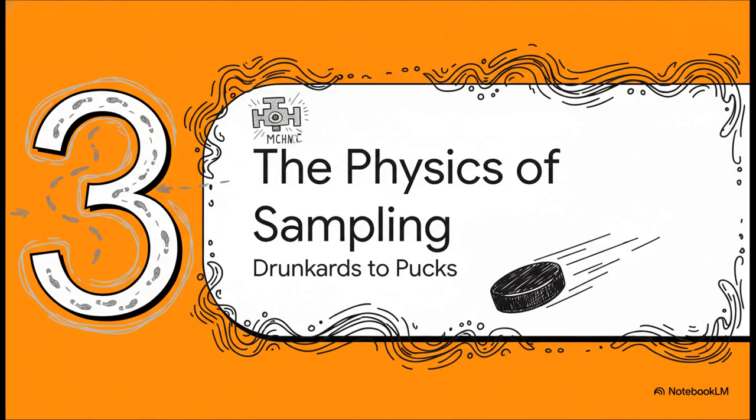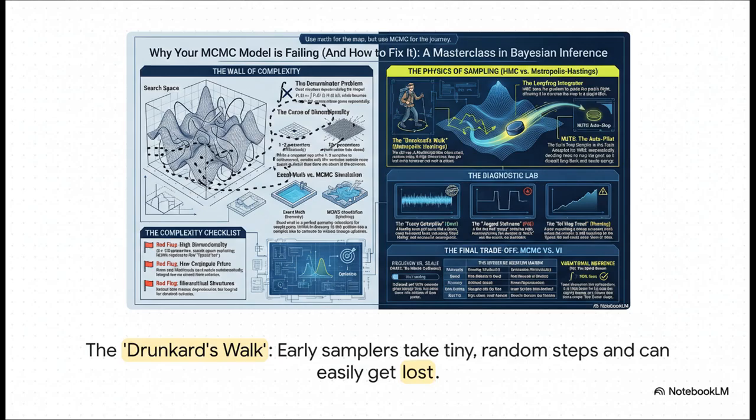But not all engines are created equal, not by a long shot. Let's take a look at the physics of sampling to see how these things have evolved from kind of clumsy random walks to these incredibly powerful physics-based explorers we have today. The very first MCMC algorithms are often called a drunkard's walk, and it's a perfect name.